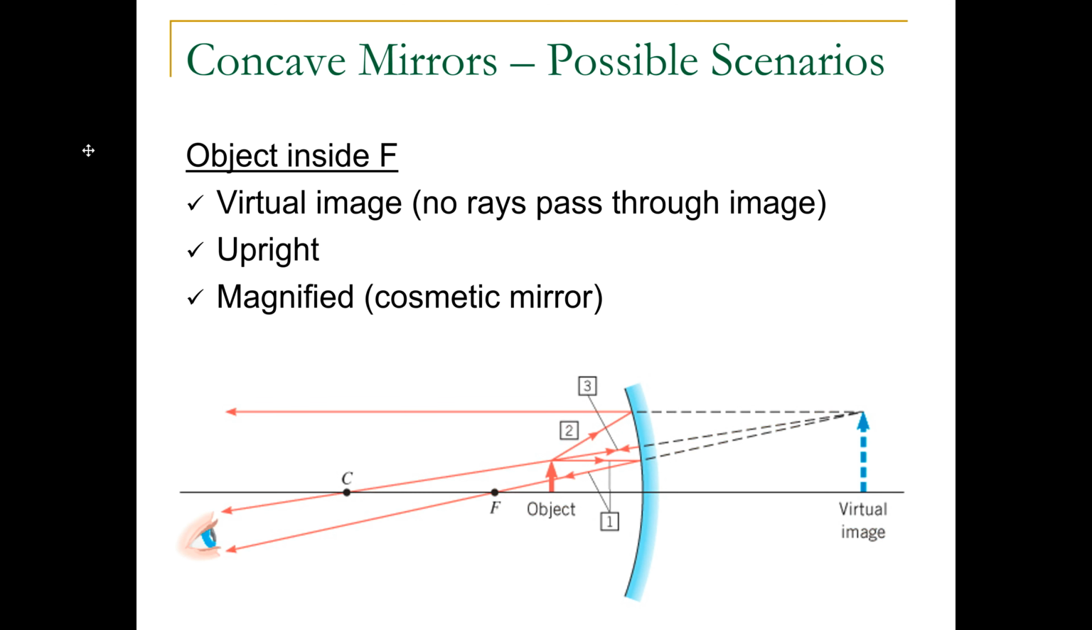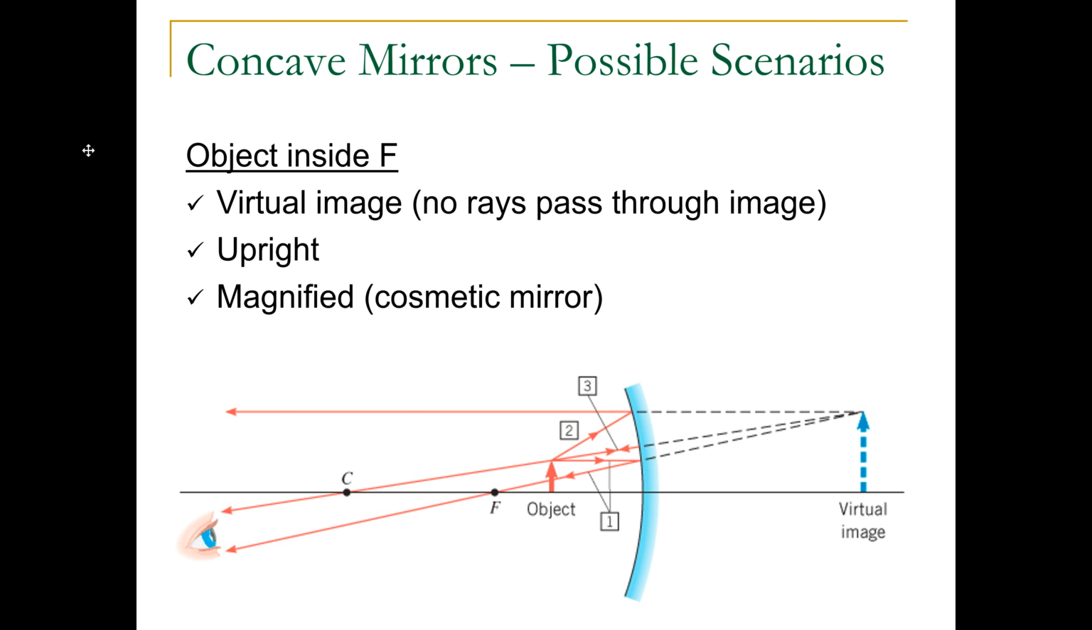The third scenario is when it's between our focal point and the mirror. And drawing these rays is slightly different. So first, I'll talk about how you would draw the rays, then we'll talk about these properties of the image. So the first ray is the same, flat, then through the focal point. The second ray is different.